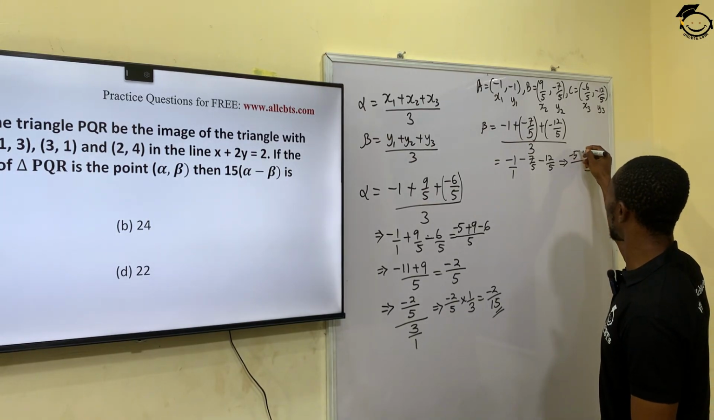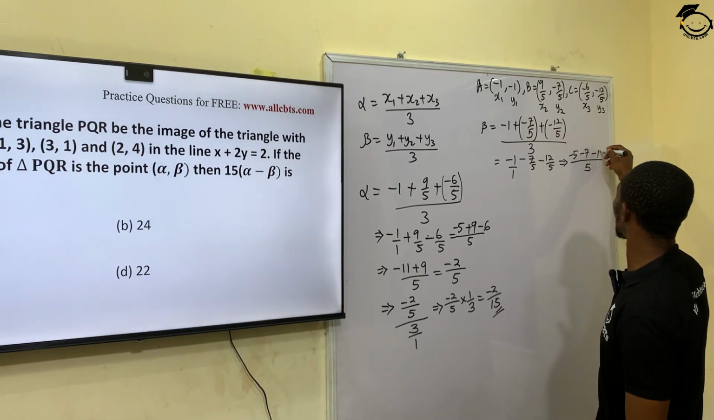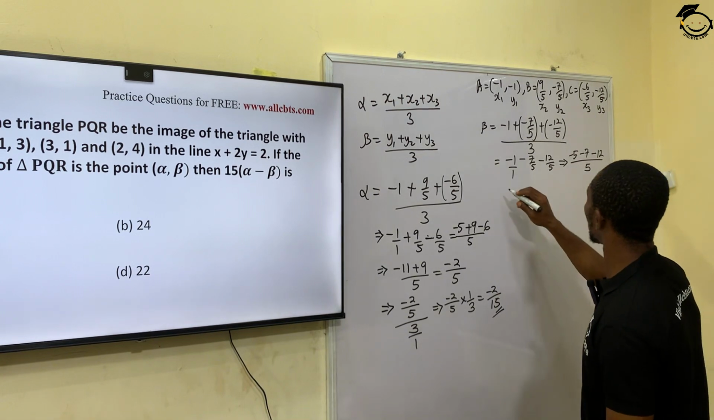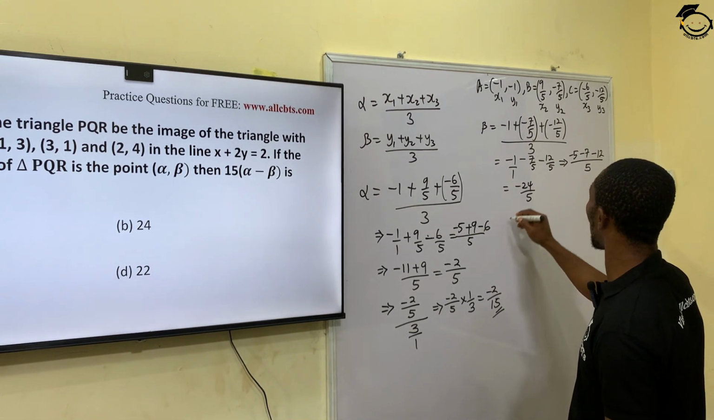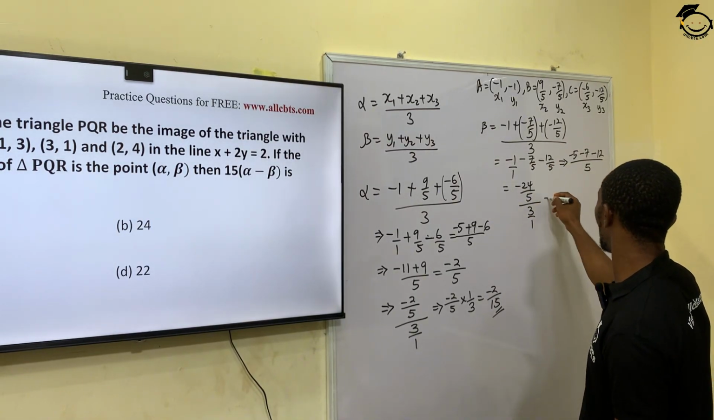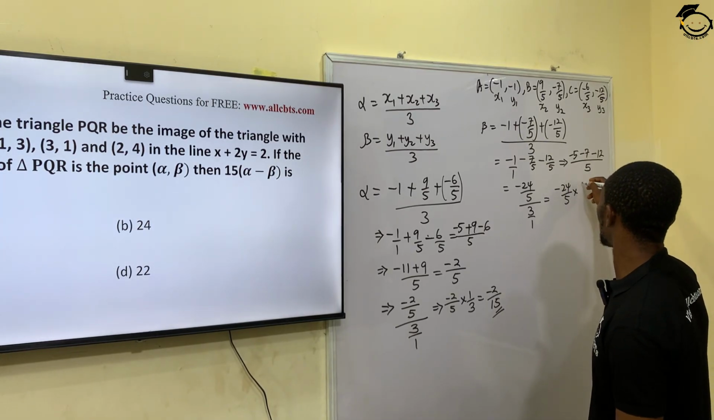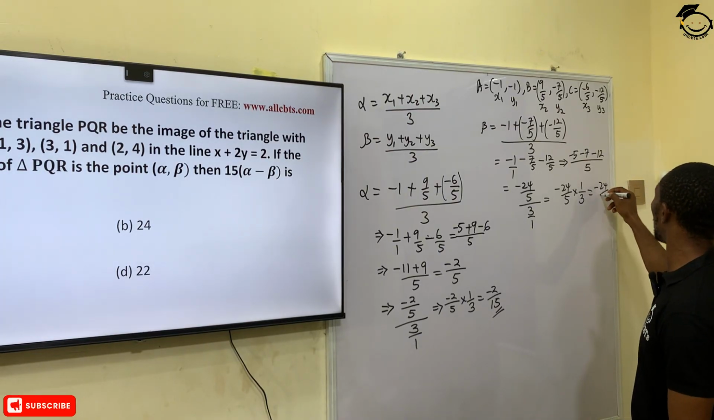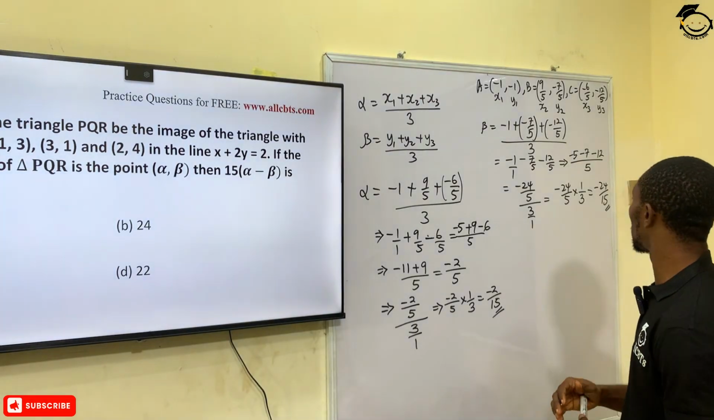This gives us minus 5 minus 7 minus 12. Okay? Minus 5 minus 7 minus 12 will give us minus 24 over 5. Now, introducing our denominator, which is 3 over 1, will give us minus 24 over 5 times 1 over 3, which gives us minus 24 over 15. Now, that is our beta.